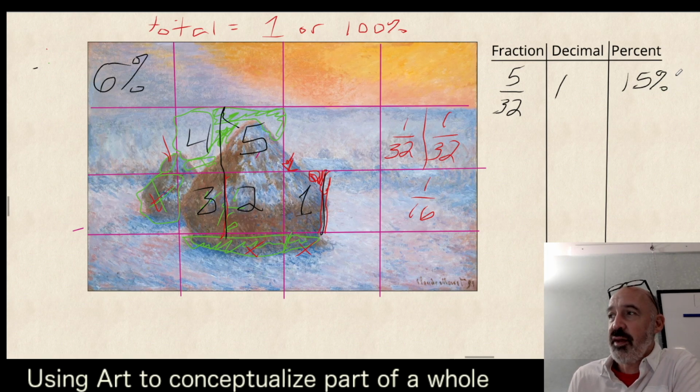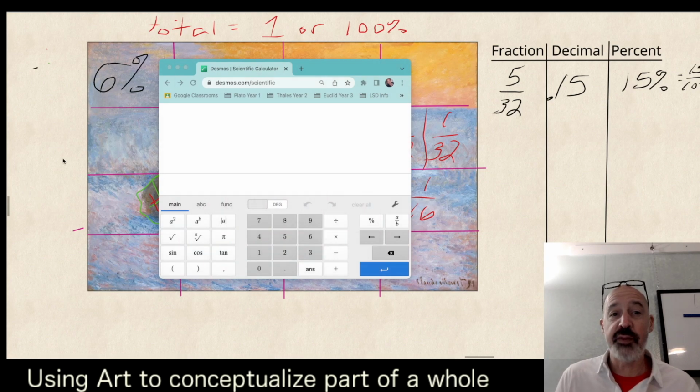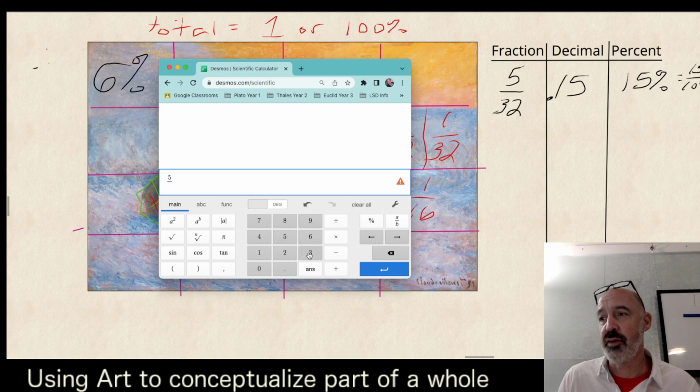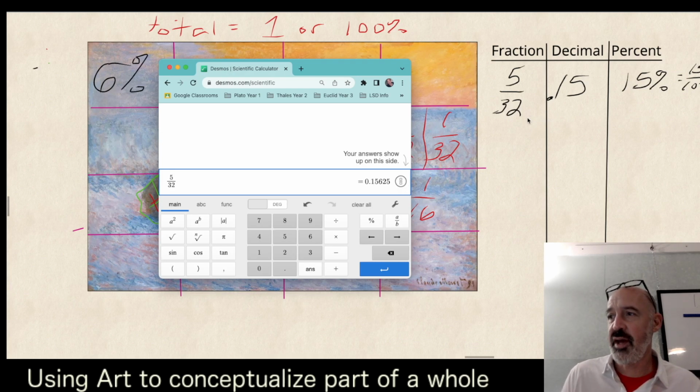15% is equivalent to 15 out of 100. And as a decimal, it also says 15 hundredths, so I can write 0.15 like so. But at this point, you could use something like a Desmos calculator and remind students how fractions are little mini division problems. And if you type in 5 divided by 32, you get 0.15625, which looks a lot like the decimal we already have, so that's good.